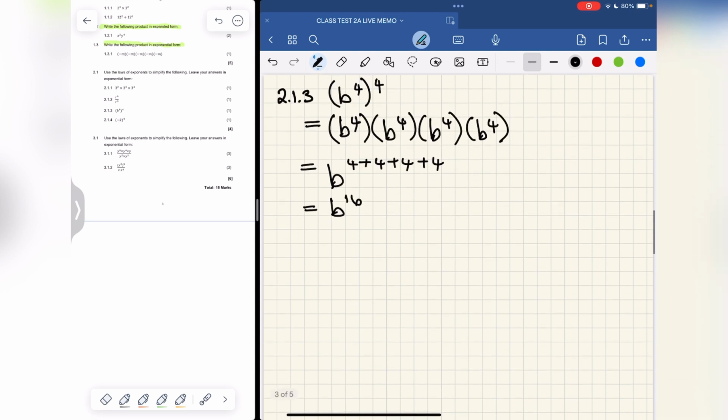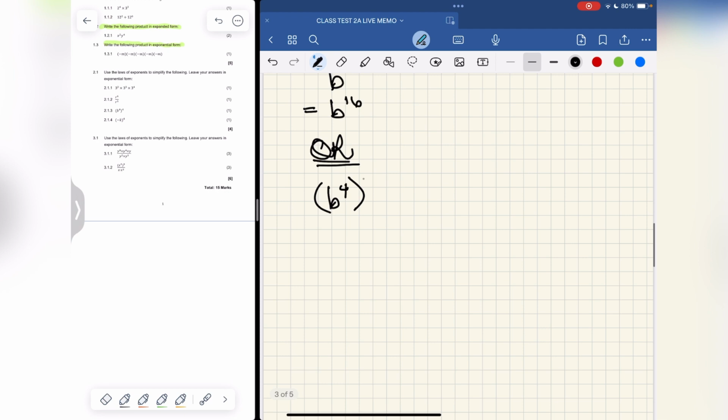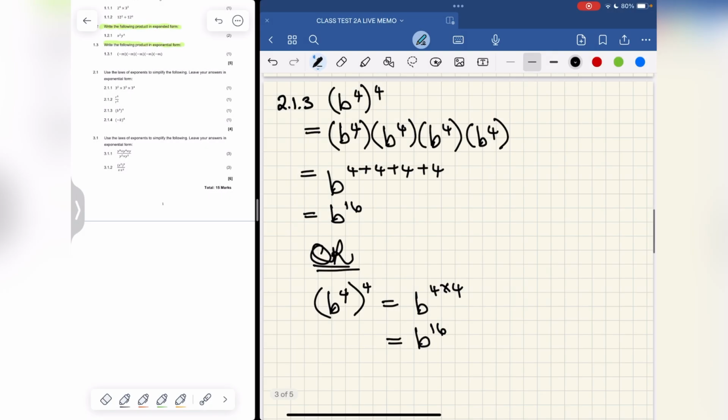Of course, we don't need to do this anymore because we have learned that a power raised to a power simply results in the two exponents being multiplied together. So we can say b to the power 4 in brackets raised to the power 4 will be b to the power 4 times 4, and that is equal to b to the power 16.